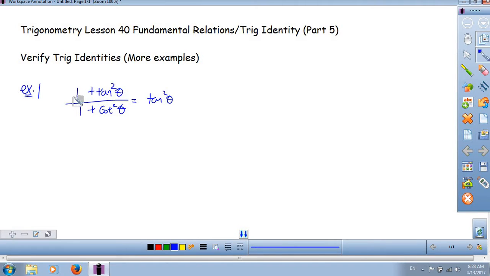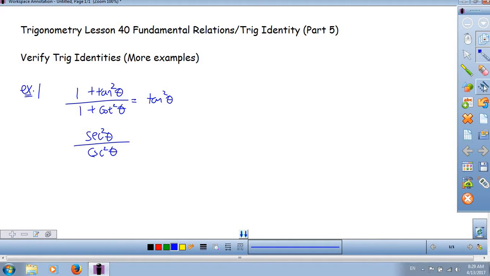All right, first of all, look at the left hand side here. We probably want to start with the left hand side. I see 1 plus tangent square theta. I see 1 plus cotangent square theta. Now, if you go back to your formula sheets, you can look at your identities. You can see that this is your Pythagorean identity. So that's secant square theta, and 1 plus cotangent square theta is cosecant square theta.